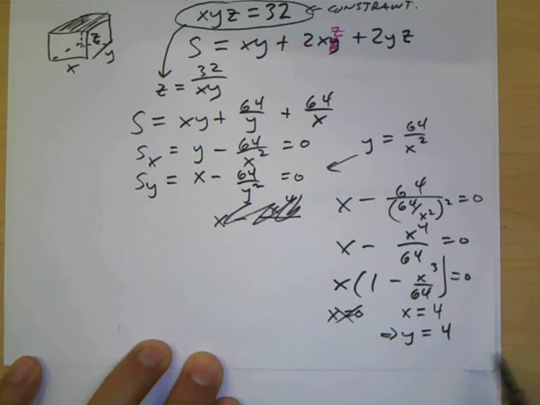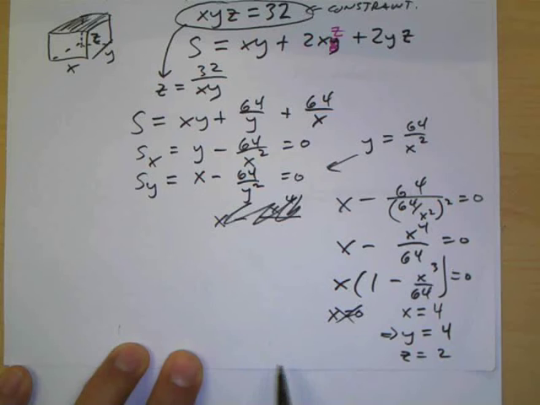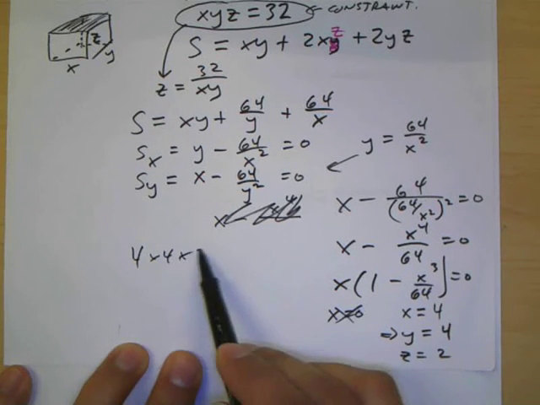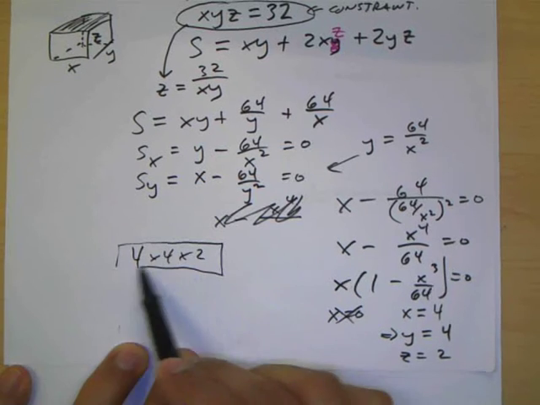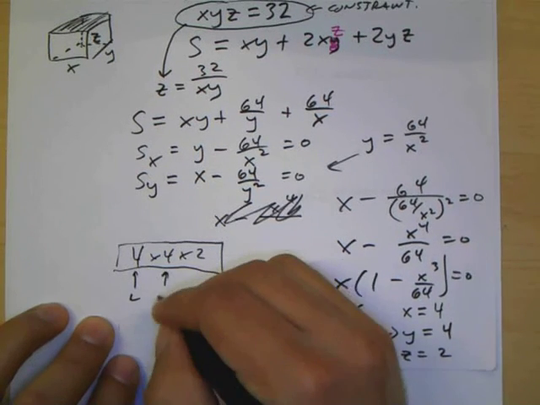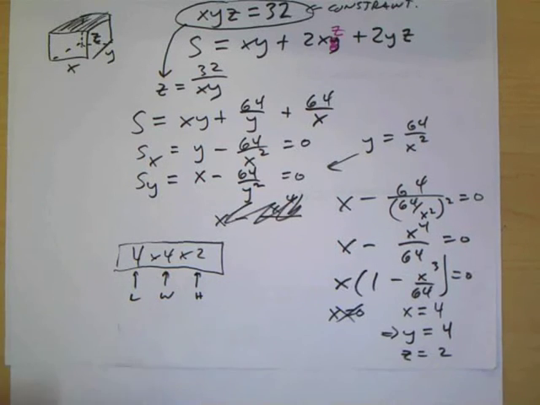So what does z have to be? Yep. So there are the dimensions. It is a 4 by 4 by 2 box. That's the length, that's the width, and that was the height. This is the only critical point we have. So we're ready to go.